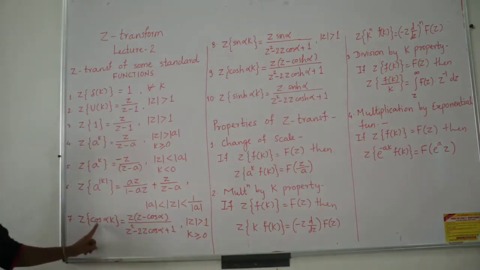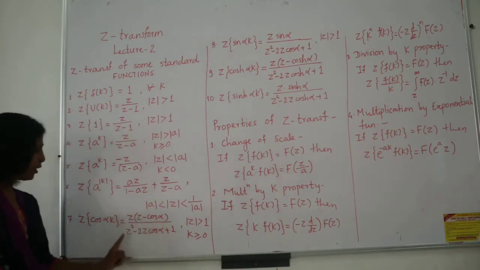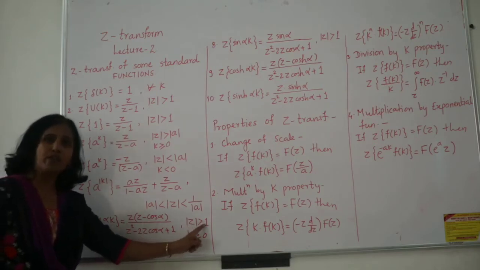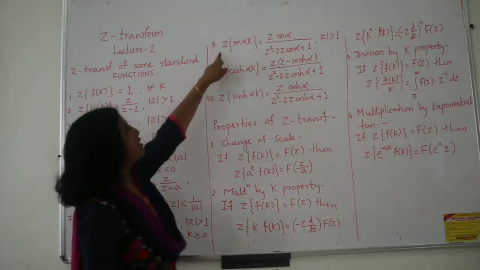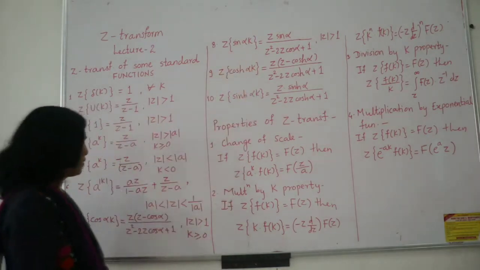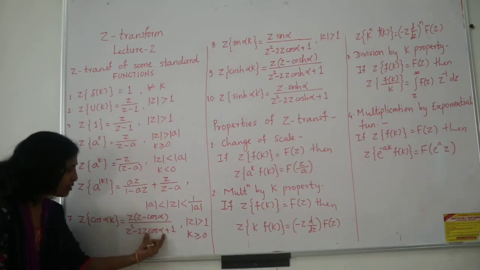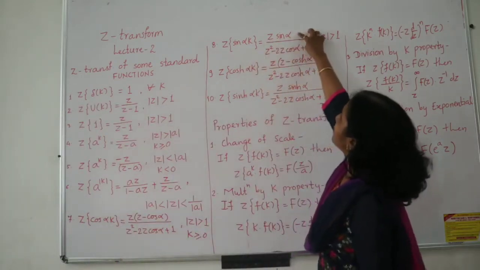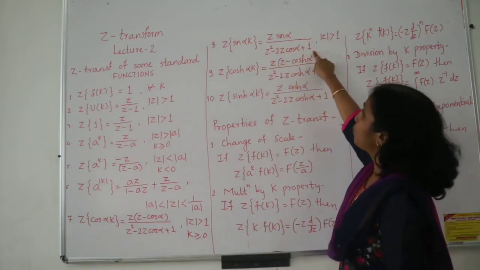Then Z transform of cos alpha K is Z into Z minus cos alpha upon Z square minus 2Z cos alpha plus 1. Here mod Z is always greater than 1, K is greater than or equal to 0. Now Z transform of sin alpha K. Remember, when it is cos alpha K, here you get cos alpha in the numerator. Now when it is sin alpha K, it is Z sin alpha upon Z square minus 2Z cos alpha plus 1.